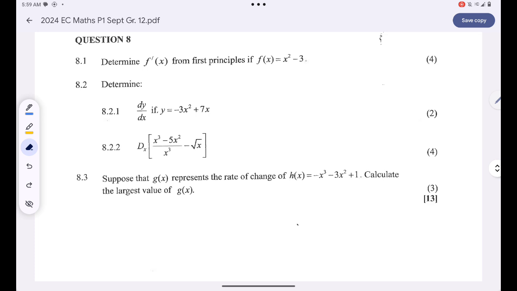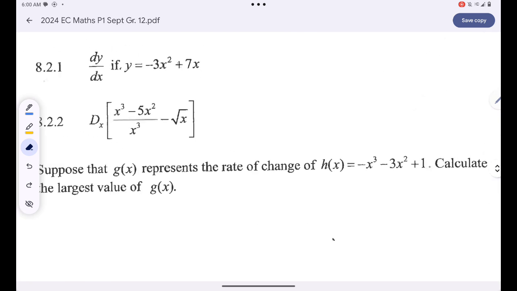Okay, first question: you're supposed to determine the derivative of f of x from first principle if f of x is just x squared minus 3. f of x is just equal to x squared minus 3.